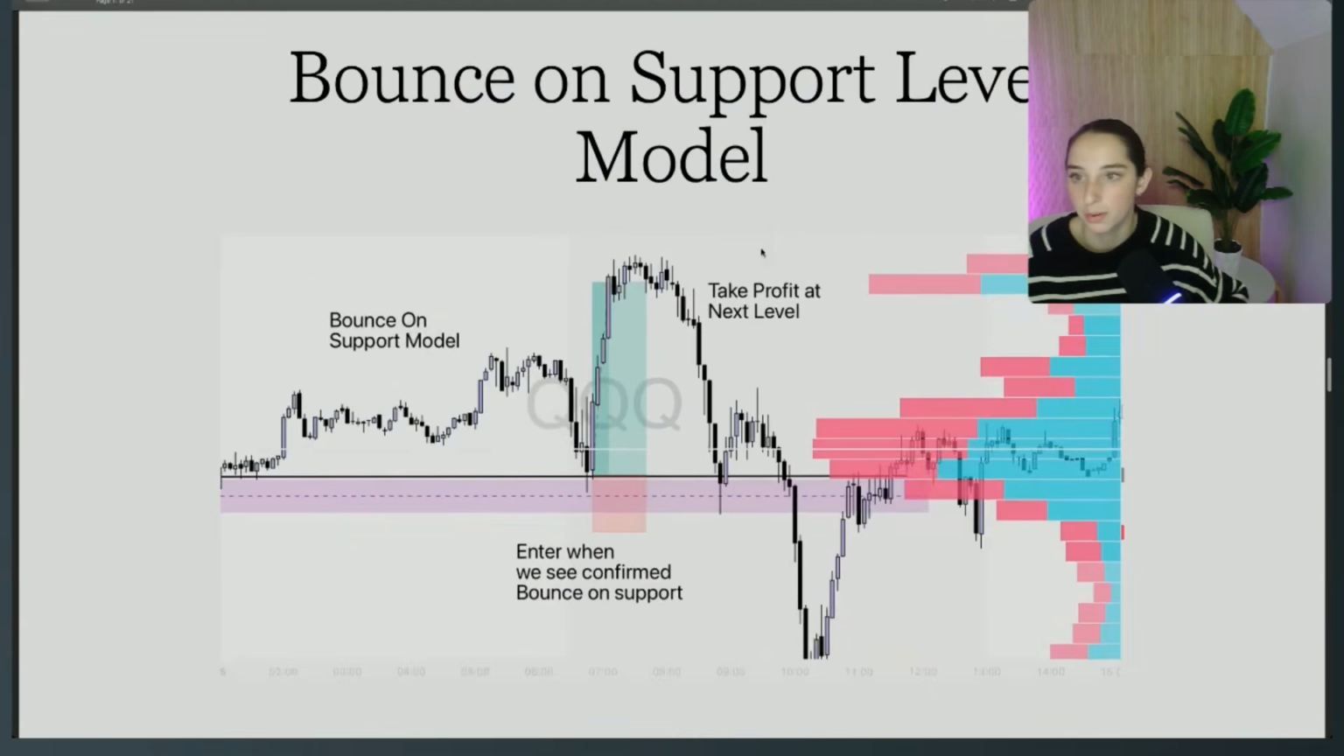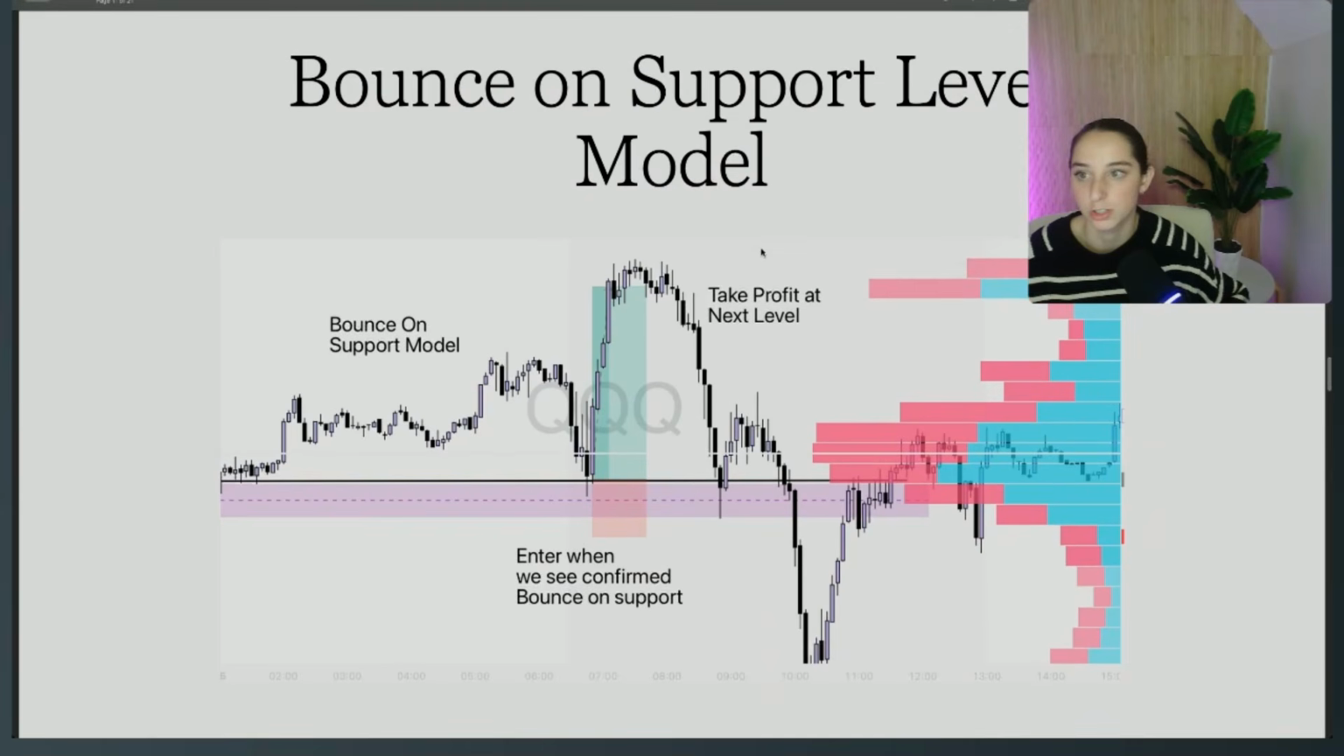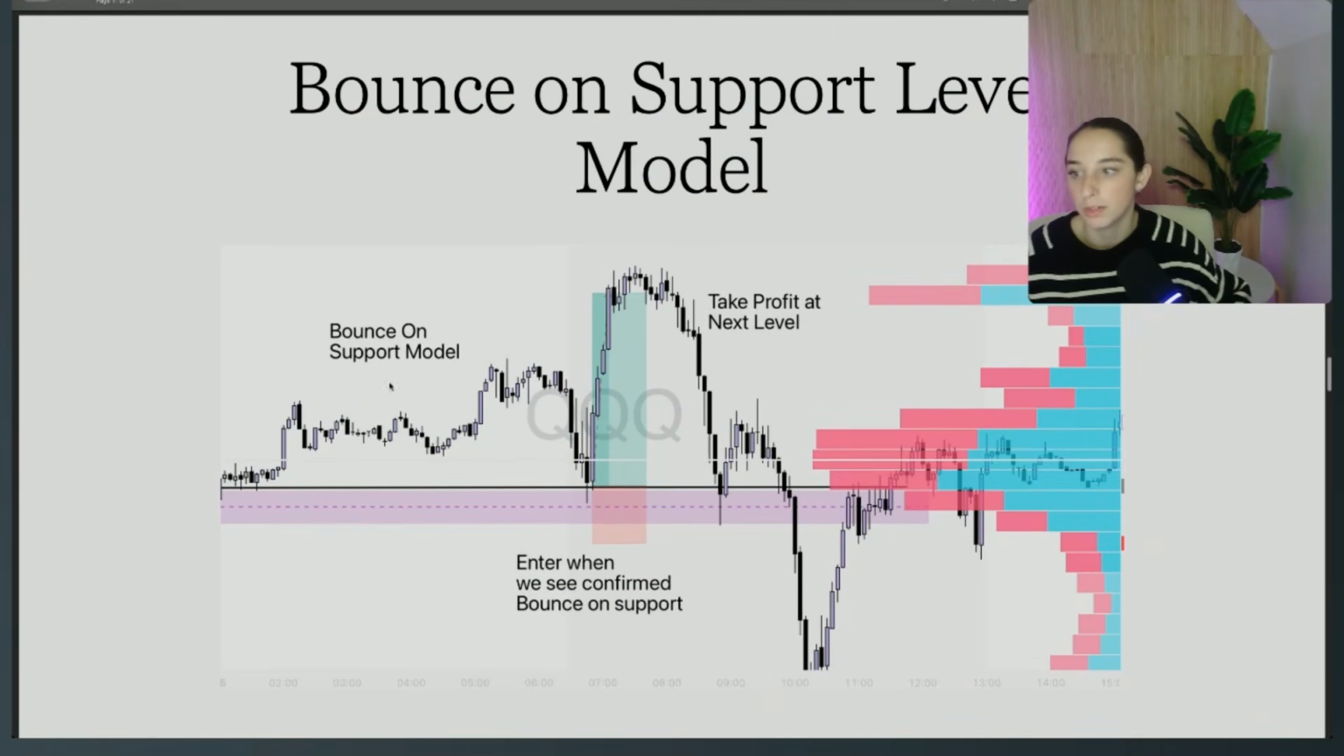Now, the next model is our bounce on support level. What we see here is price trading above this support demand zone, and we see price trade down into it. We get a really beautiful bounce with a lot of bullish volume right here. We take that once we see this nice displacement candle forming, and take profit at our next level up. Beautiful example there.